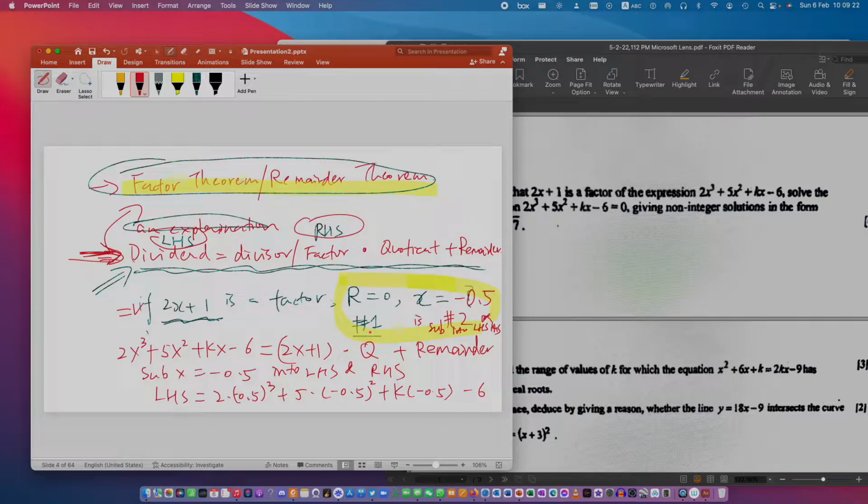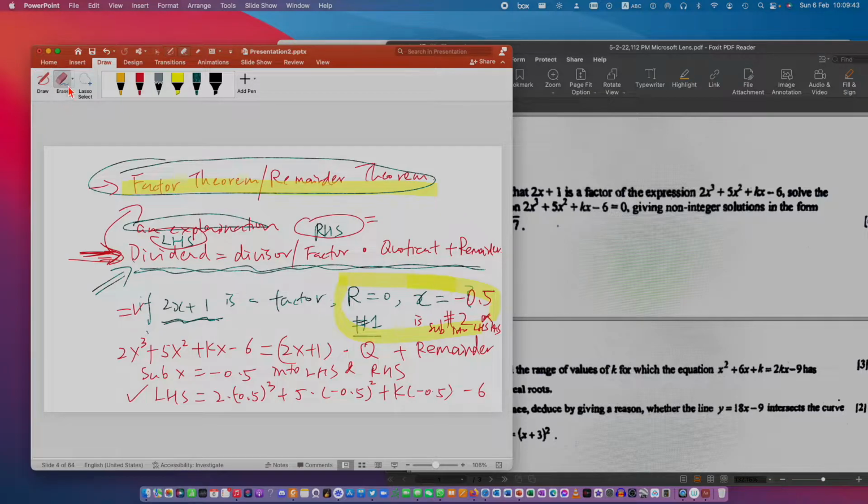So you will get an equation here. Then I equate this equation. Why equate it to 0? I thought it's sub into LHS. This is my LHS. Then I need to sub into my RHS now. So what is my RHS? My RHS is divisor times quotient.